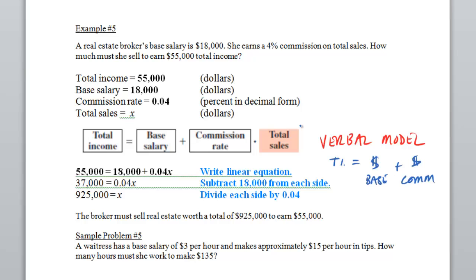So, good real life example. Many of your parents may be in the real estate business, and they would understand this example perfectly. The rates may be different, their base salary may be different, but the example is very relevant.